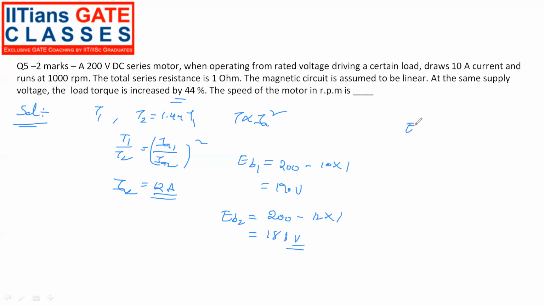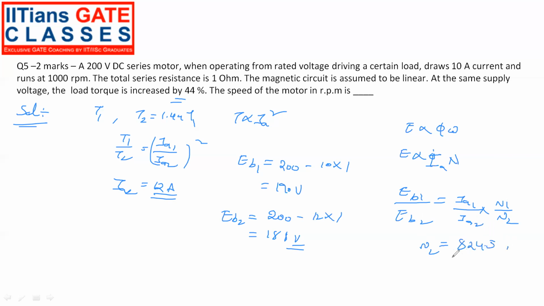We know that E is proportional to phi omega. And we know that phi is proportional to current, the armature current, since it is a series machine. So we can write EB1 by EB2 equals Ia1 by Ia2 into N1 by N2. If we substitute all these values, with N1 as 1000 rpm, and solve for N2, we'll get around 824.5 rpm. I can say around 825 rpm, guys.